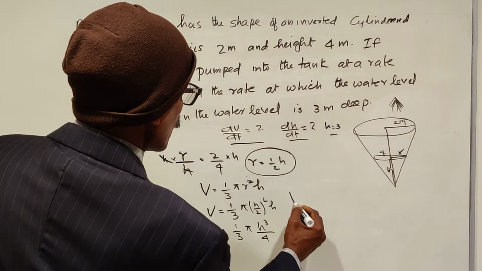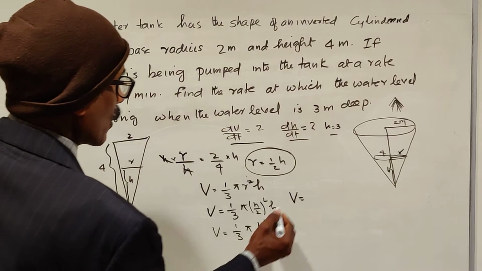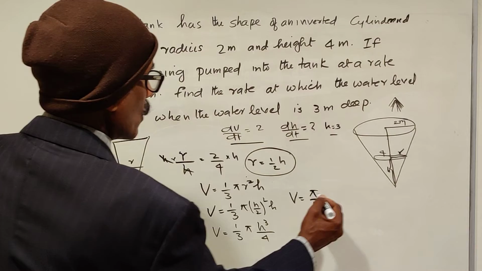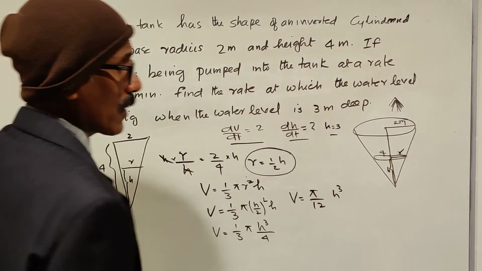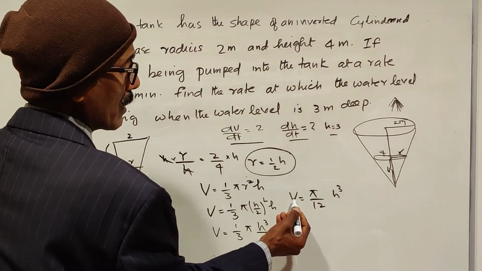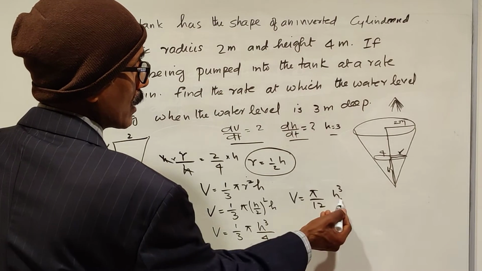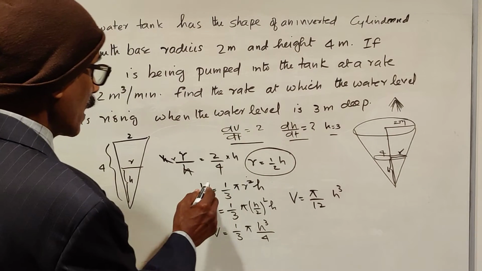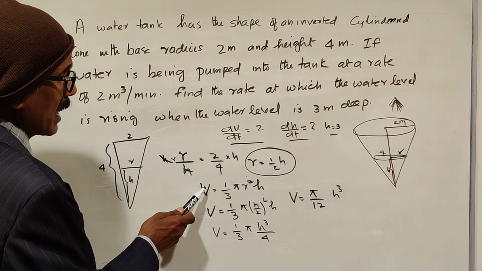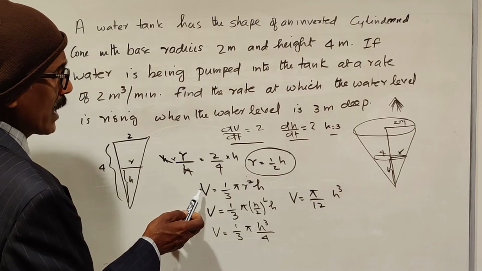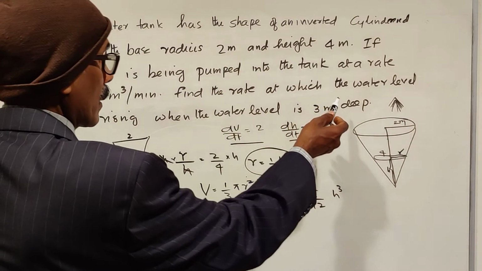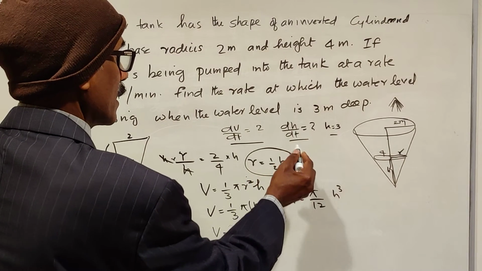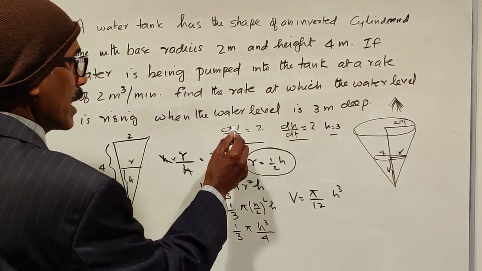So V is equal to 3 times 12 pi by 3 times 4 is 12 into h cube. Pi by 12 is a constant, so we can differentiate both sides. Right now there are only two variables, V and h. Before, there were 3 variables. We cannot differentiate 3 because dr by dt is not given, so we don't need r here. dh by dt is what we are going to find out. dv by dt is there.